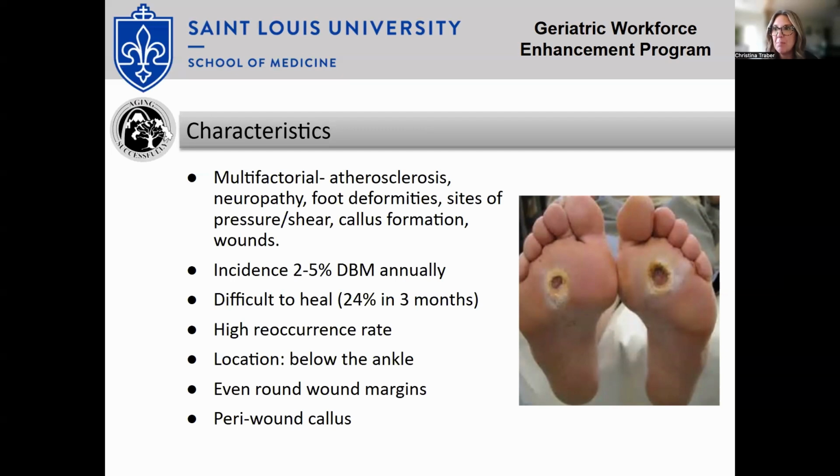About 35% of diabetics have neuropathy. Up to about another 8% or so will develop a specific foot deformity, the rocker bottom, called Charcot foot. So that's something to be aware of. Because of these deformities and decreases in sensation, they are more prone to having shear and calluses, and these equate to wounds. Incidence of this is about 2 to 5% of diabetics annually. They are difficult to heal, and the reason is because they tend to reoccur. Locations are below the ankle, they have even round margins, and they have a nice peri-wound callus that gets built up. So, stereotypical diabetic ulcers.